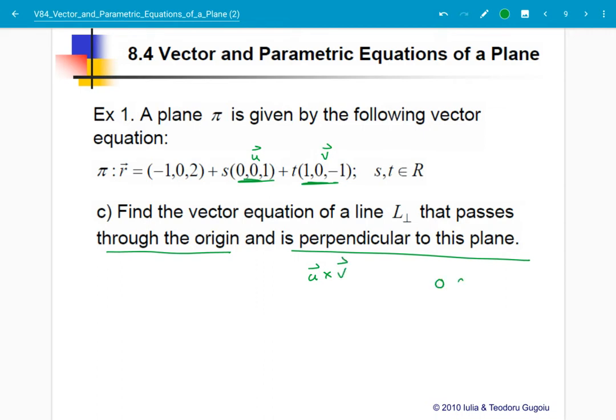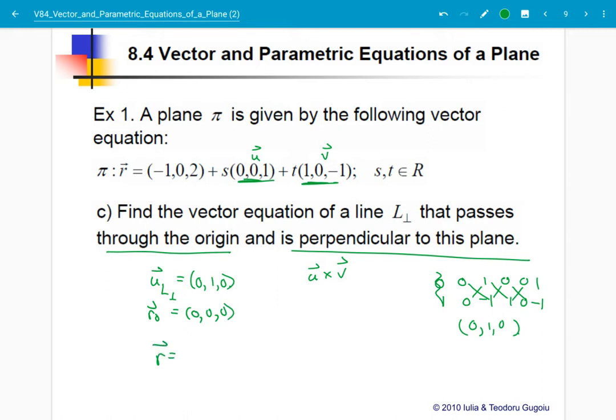We list the elements of U, the elements of V, for the first one, -1, 0 minus -0, so 0, 1 minus 0, and 0 minus 0. Oops, that was supposed to be 1. So the direction vector for this line, the line perpendicular, is 0, 1, 0, and it has to go through the origin, so R naught is 0, 0, 0. Okay, so the line is R is equal to R naught, I don't have to write the 0 vector, plus T 0, 1, 0.